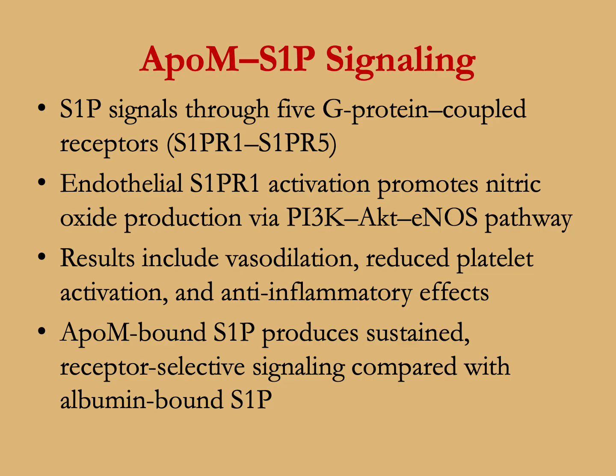Sphingosine 1-phosphate signals through 5 G protein-coupled receptors: S1PR1 to S1PR5. Endothelial S1PR1 activation promotes nitric oxide production via the PI3 kinase-Akt-eNOS pathway. The results include vasodilation, reduced platelet activation, and anti-inflammatory effects. ApoM-bound sphingosine 1-phosphate produces sustained receptor-selective signaling compared with albumin-bound sphingosine 1-phosphate.